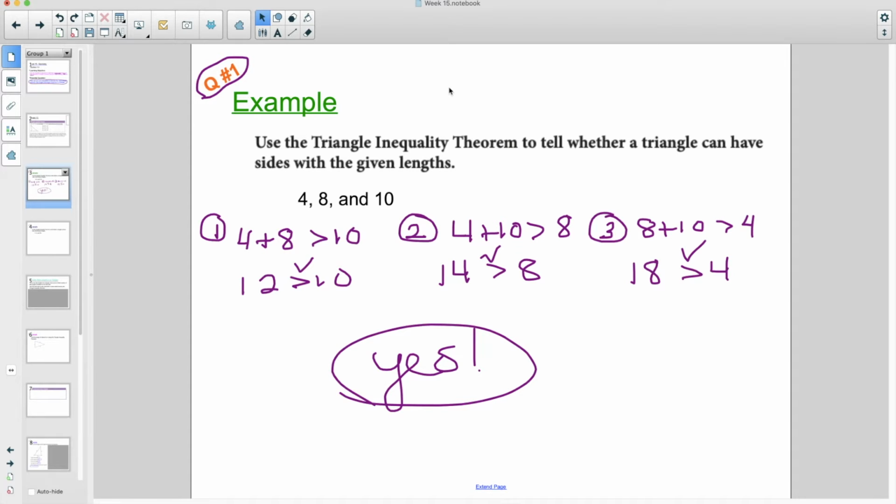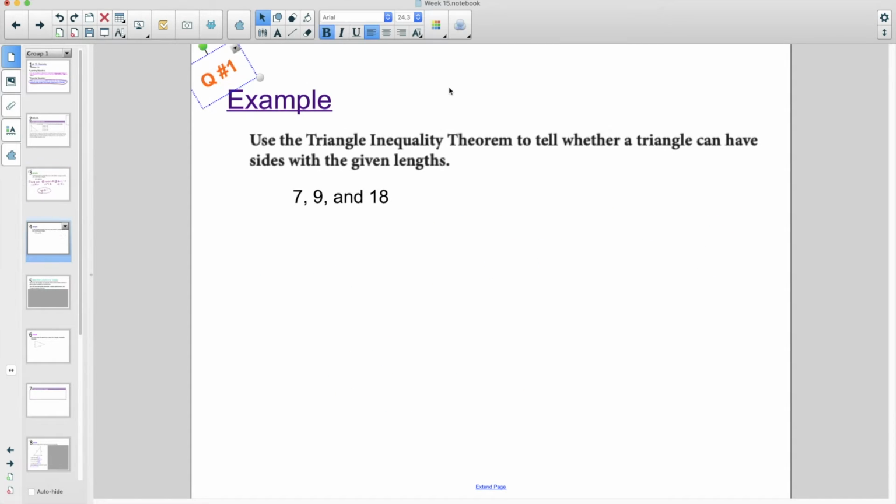Good. All right, let's try another one. So I have 3 more lengths here. All right, so again, getting us ready for that question number 1. So we're going to use the triangle inequality theorem, just like the last example, to determine if a triangle can have these three side lengths. So we have 7, 9, and 18. So again, let's set them up and then we will test to see if we get true statements.